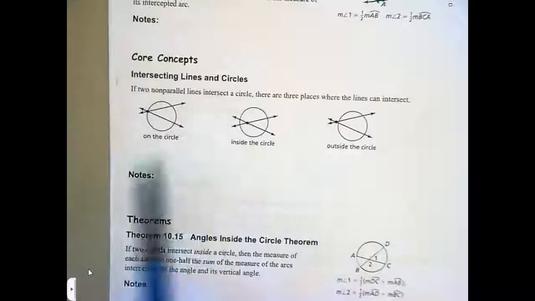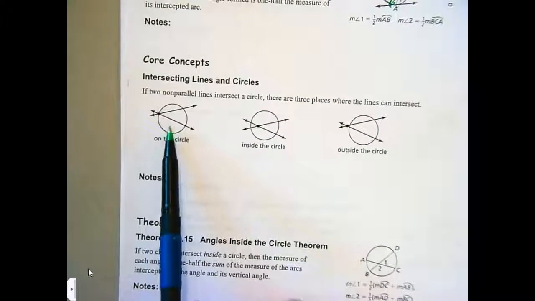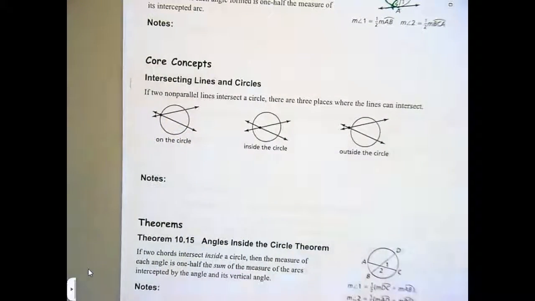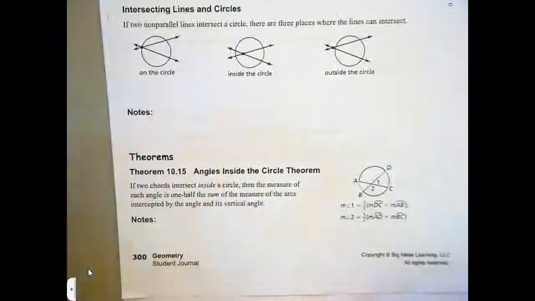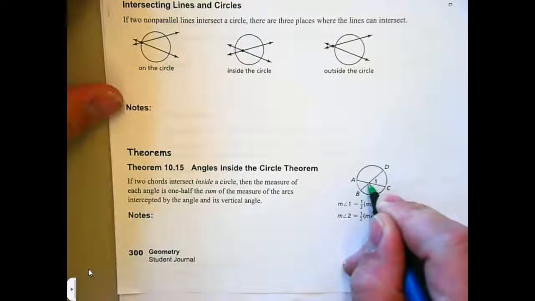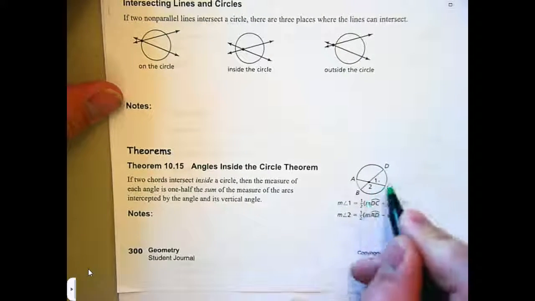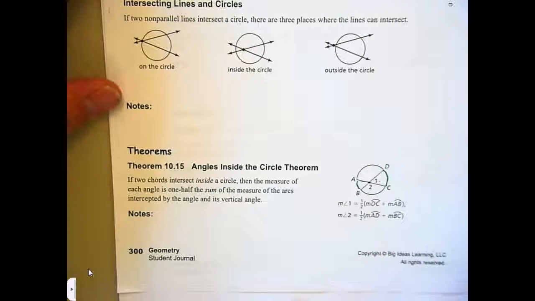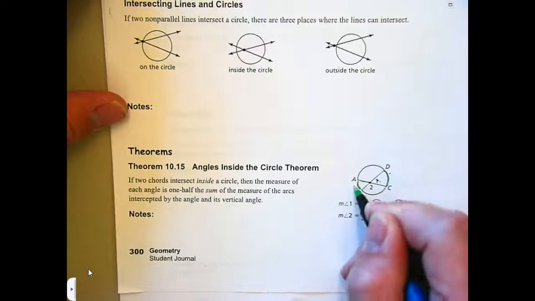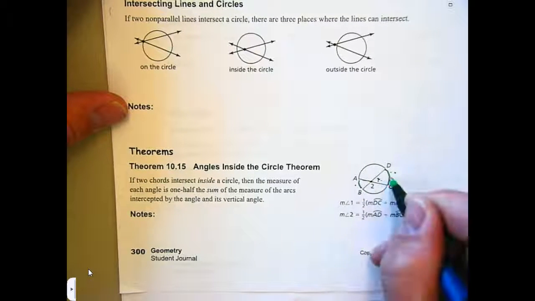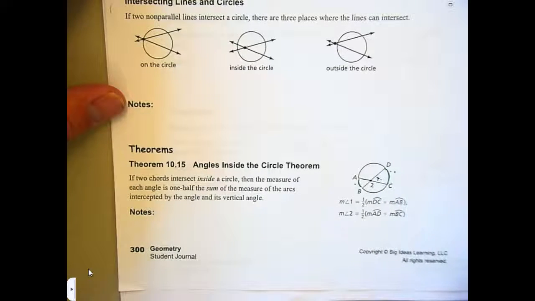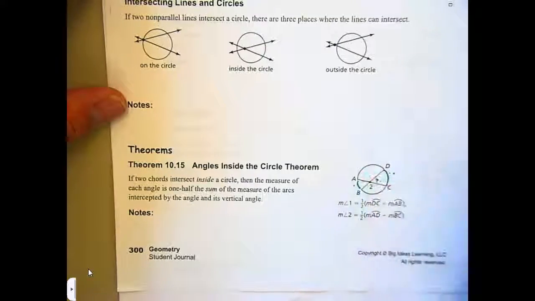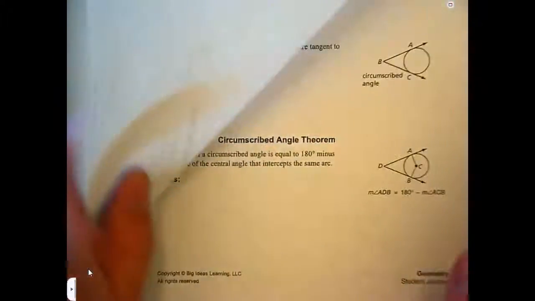Couple things about intersecting lines. You could have lines intersecting on the circle, inside or outside, and we're going to go through each one of those and figure out angle measures based on that. If they intersect on the inside, the measure of angle 1 is going to be 1/2 of this arc plus that arc, the arcs formed by the intersection of those two chords. So angle 1 is 1/2 the sum of AB plus DC. And same thing with angle 2, it's just now we're dealing with arc CB and AD.